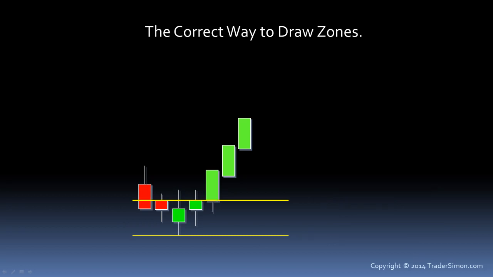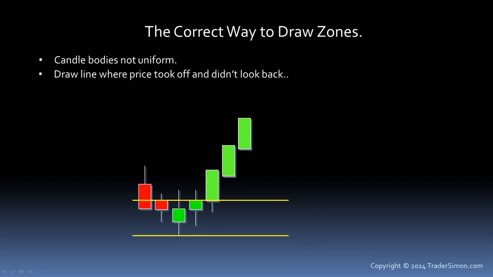The last two slides were perfect examples, but what if your zone looks like this? In this case, we didn't have a perfect line of candles to draw the top of the zone. What we do is draw a line where price took off quickly and didn't look back. There should be little or no retracements.